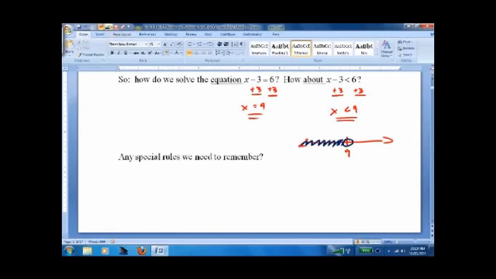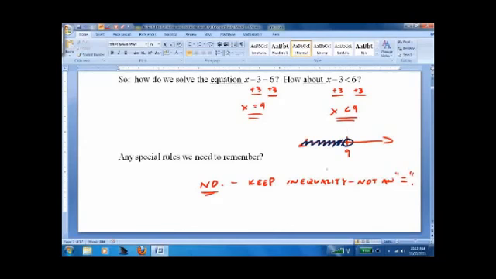Are there any special rules to remember? You know, in math, there's always going to be some special rules. Ha, not this time. There's no special rules to remember. Just keep your inequality, not an equals.